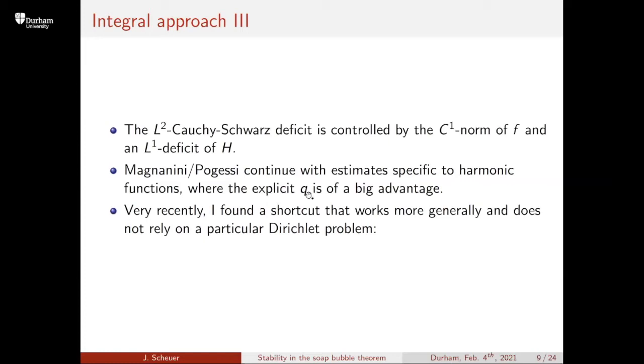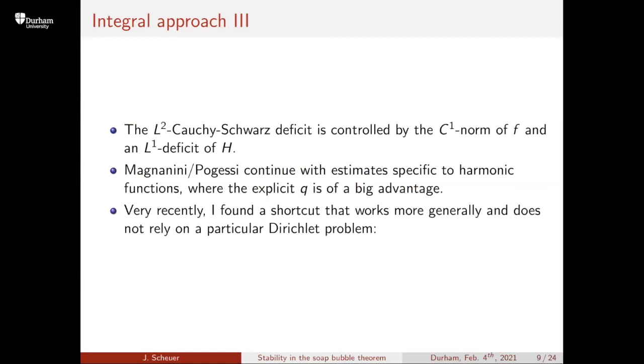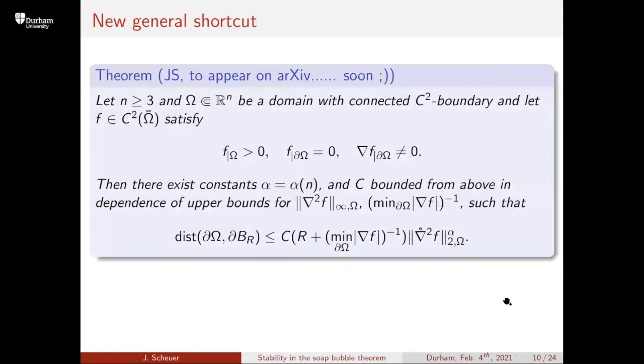You don't need to know q to get from this estimate to a roundness estimate of the boundary of omega to a sphere. So basically you can skip this whole part on the bottom of the slide and still get an estimate. This approach is very useful because we can transfer these kinds of estimates to other problems which are related. But this comes later. So let me give you that shortcut. The whole deal is the following theorem, which is going to appear on arXiv as soon as I get it done. The math is done, but the paper is not wrapped up yet. So it will be like 2 or 3 weeks, I hope.